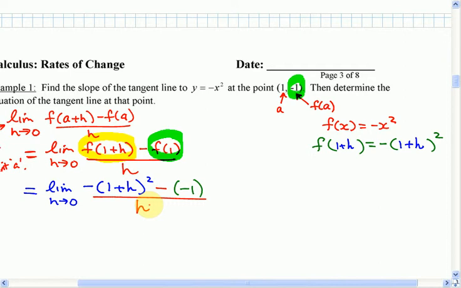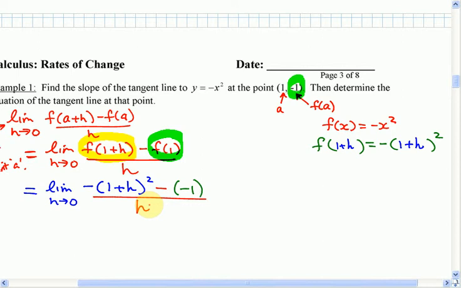Good. Now, you might be asking, Mr. Lee, why do we spend all that time doing limits? Well, this is why, because you're calculating a limit now. What happens if I plug in 0 right now for h? You get 1 plus h will be 1. 1 squared is 1. Negative 1, take away negative 1, that's 0. And then the bottom is 0. Uh-oh, it's 0 over 0. What do we do when it's 0 over 0?